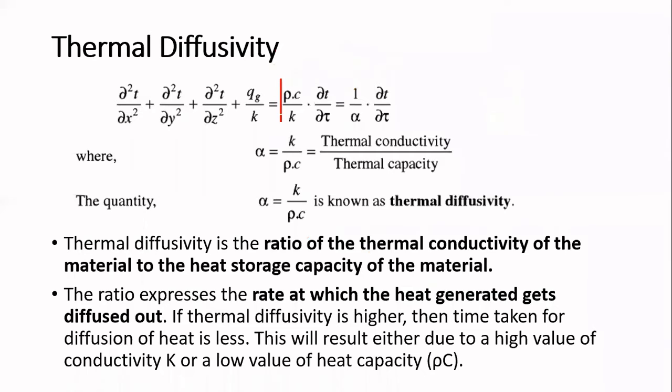So we have done two derivations till now. One was general heat conduction equation for Cartesian, and one was for cylindrical coordinate system. In both the relations, you will be getting this term. So wherever you are getting the term rho c by K, you can rewrite the same as 1 by alpha. So the last term is often written as 1 by alpha del T by del time. Here they are writing small t for temperature and tau for time.